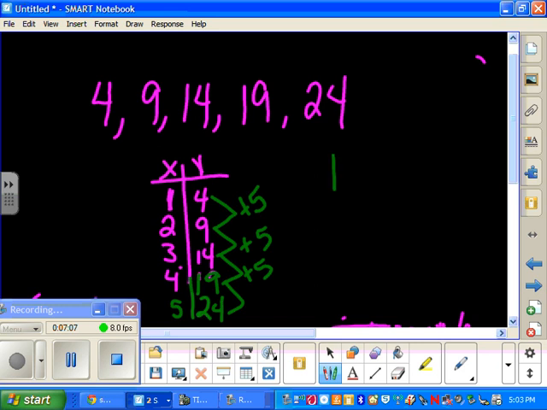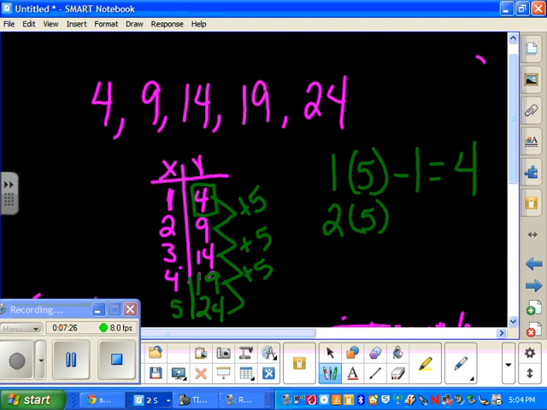So if I do 1 times 5, that does not give me 4, which is my first term. So I need to subtract 1 to make that equal 4. And let's see if that works for the next one. My second term times 5 is 10. Minus 1 equals 9. So that is what works.